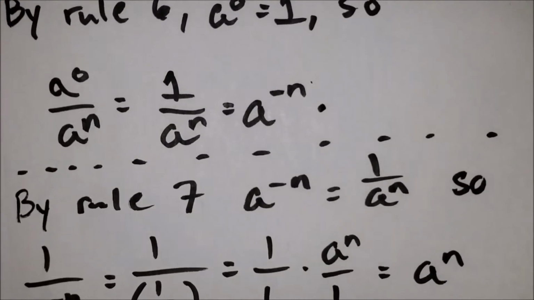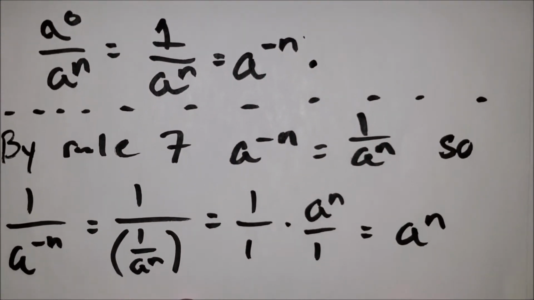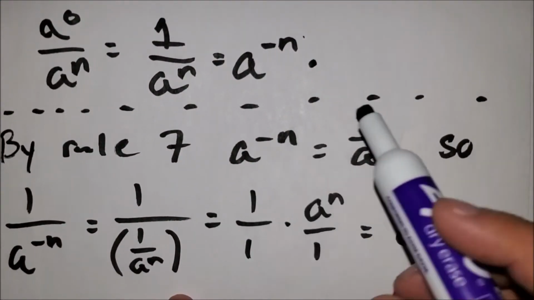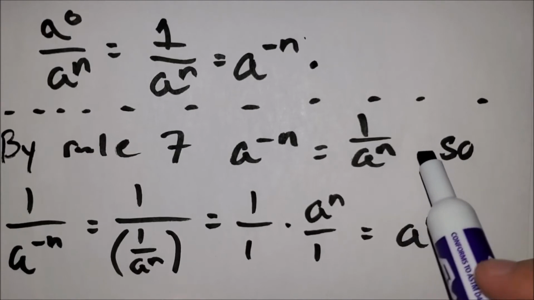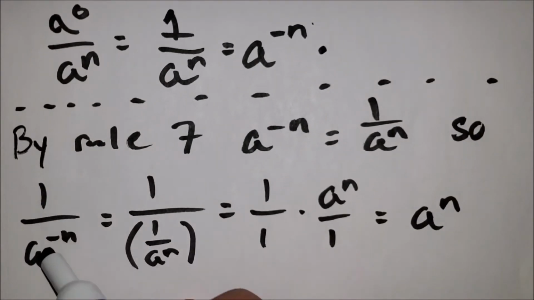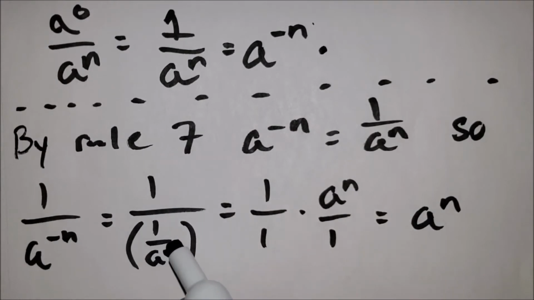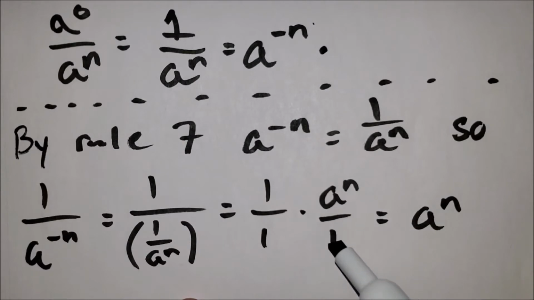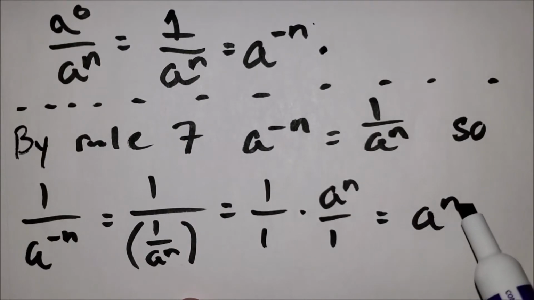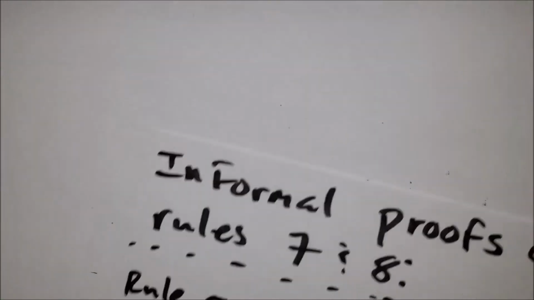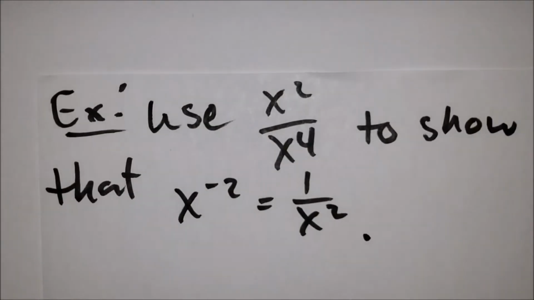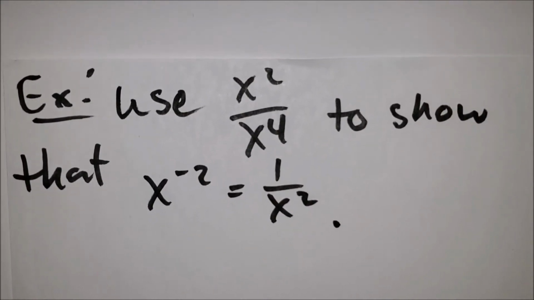Then, using Rule 7, which we just showed, since a to the negative n is 1 over a to the n, we can say that 1 over a to the negative n is the same thing as 1 divided by 1 over a to the positive n. This equals 1 over 1 times the reciprocal of this, which is a to the n over 1, which equals a to the n. Let's look at a few quick examples on how to use this.